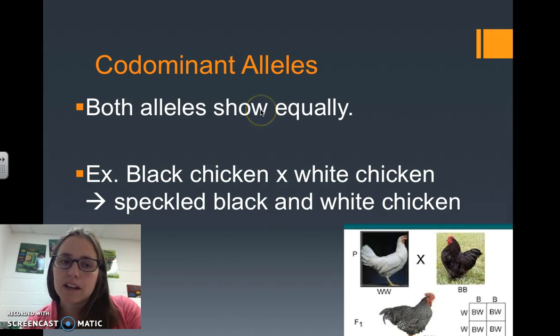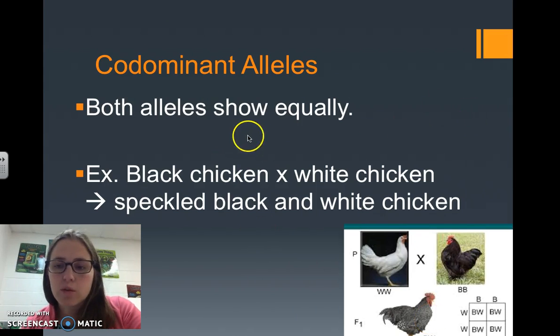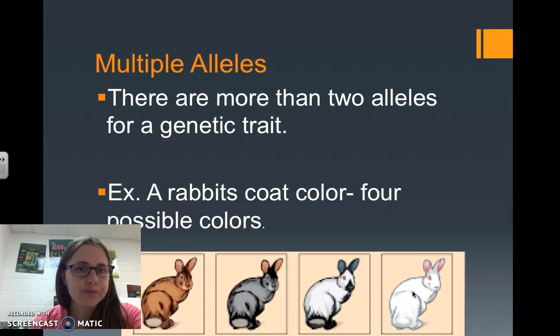Okay, so codominant alleles. This is not the same thing as incomplete dominance where they kind of share. Codominant alleles both equally show in the offspring. So when a black chicken is mated with a white chicken, you're going to get a black and white spotted, or speckled, chicken. And if we do our Punnett square, here's our Punnett square right here, we cross the black one with the white one, and because they have both the black and the white alleles, they will turn out black and white spotted, and that is codominant. So notice they didn't turn out to be a gray chicken, even though that kind of looks gray. It actually is a black and white spotted chicken.